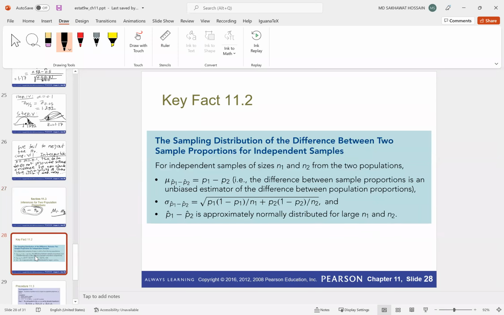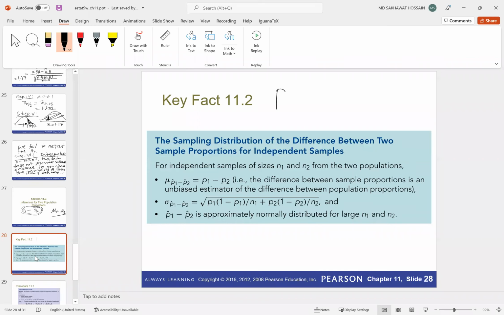Okay, the sampling distribution of the difference between two sample proportions for independent samples. So we'll consider independent samples. For two population means, we had independent samples and also dependent samples. For dependent samples, we used the paired t-test.